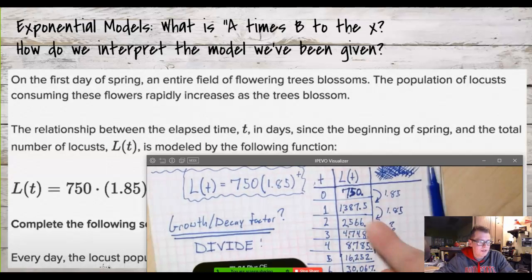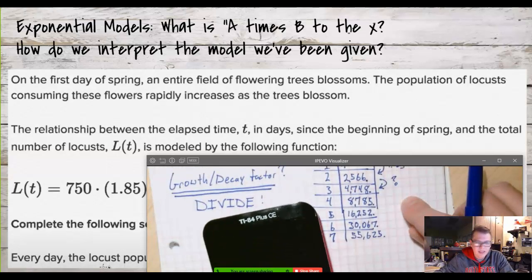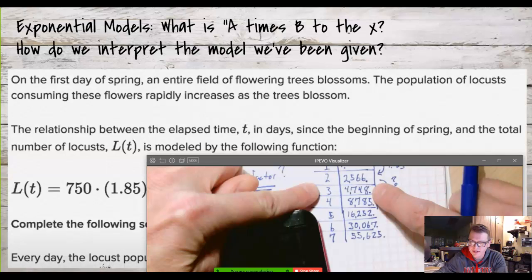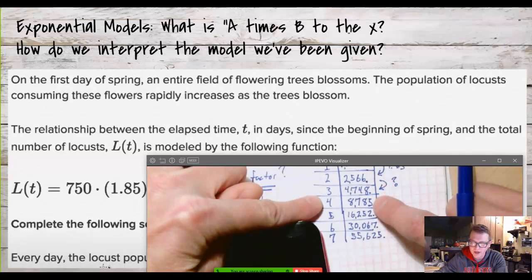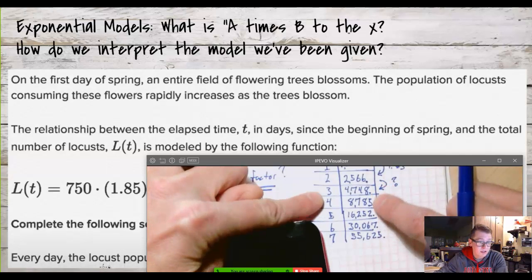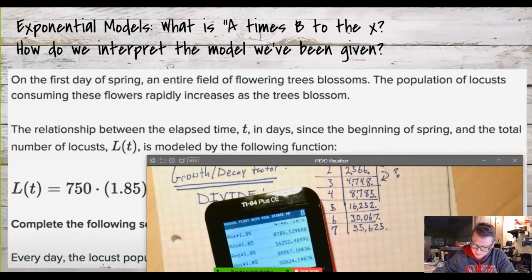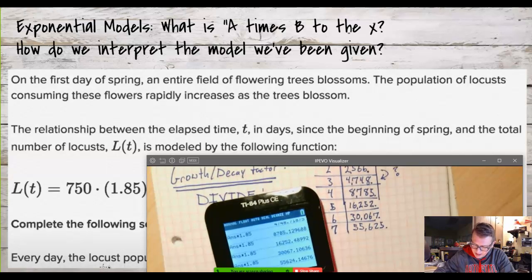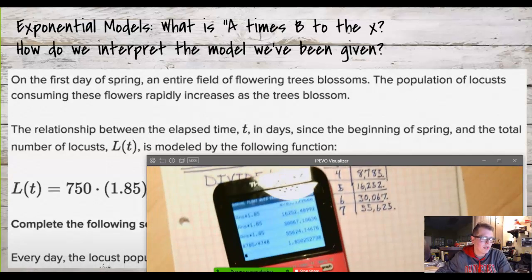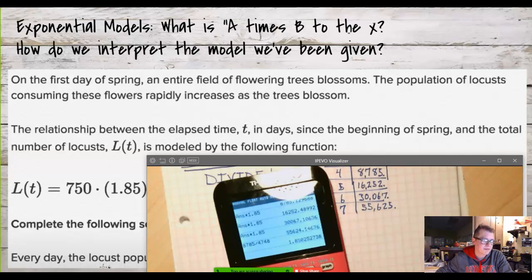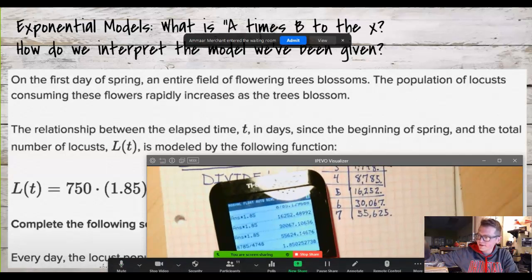But if we were solving this problem backwards, and they gave you on day 3, there were 4,748 locusts. On day 4, there were 8,785. You know that's a 1-day growth. So we could do 8785 divided by 4748. 1.85 is our growth factor. Now, what if... I don't know what that is. Oh, Omar must have dropped out.